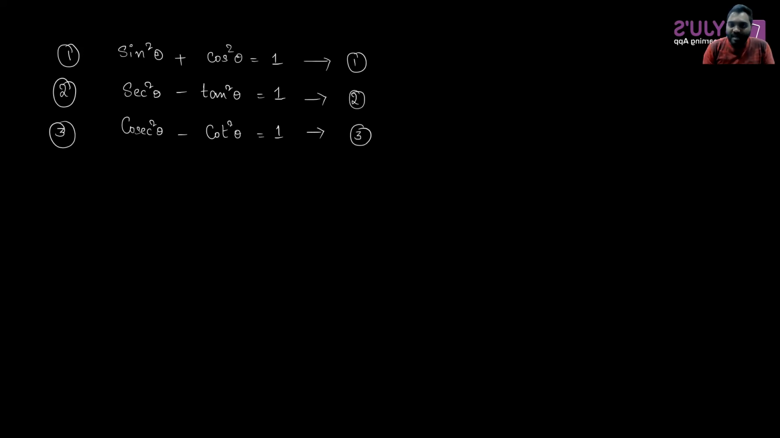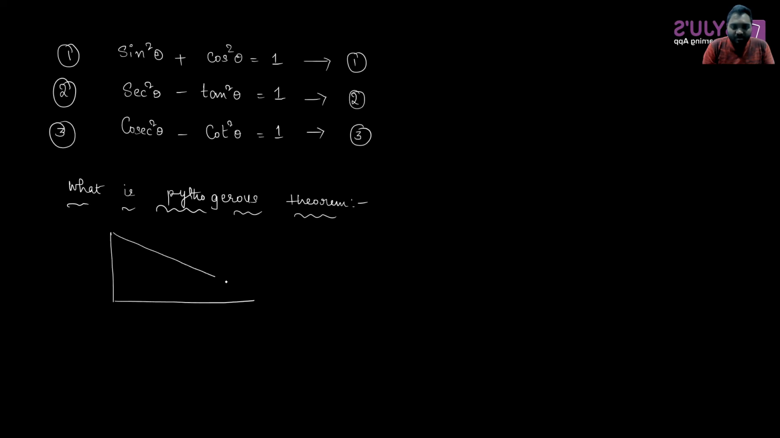Now let us see how these trigonometric identities have been derived. Basically these trigonometric identities have been derived from the Pythagoras theorem. So what is Pythagoras theorem? The Pythagoras theorem is a relation between the sides of a right angle triangle.